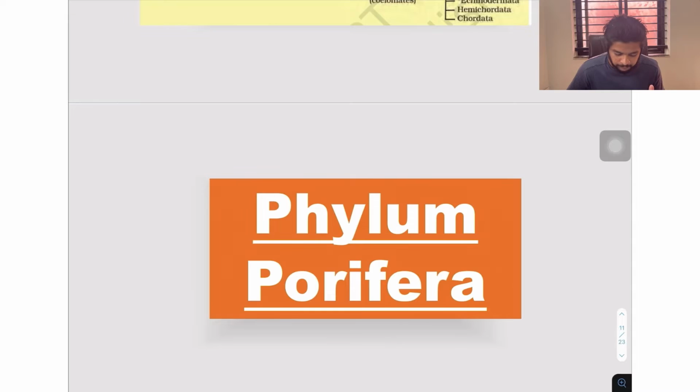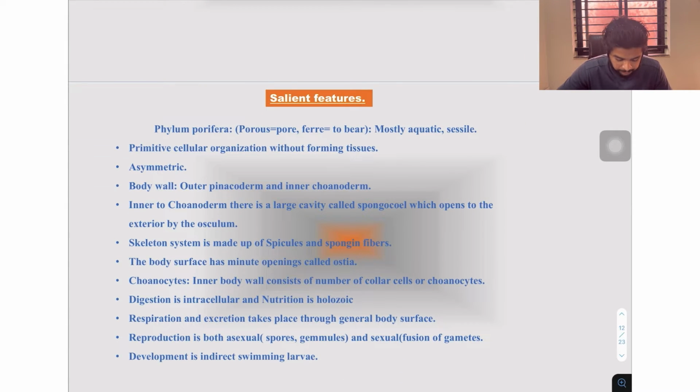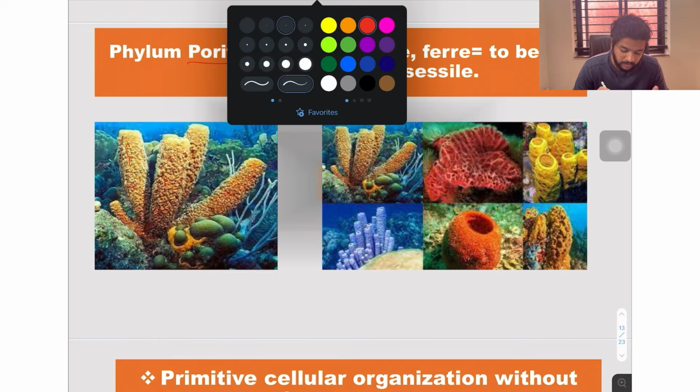Okay friends, in this video we will discuss our first phylum, that is Phylum Porifera. Phylum Porifera are commonly called pore bearing organisms. Why? Because their body is made up of a number of minute pores. In Greek, "porous" means pore and "ferra" is to bear, hence they are called pore bearing organisms, also called pore bearers. Why? Because there are a number of minute pores present on the surface of the body, hence they are called Porifera.